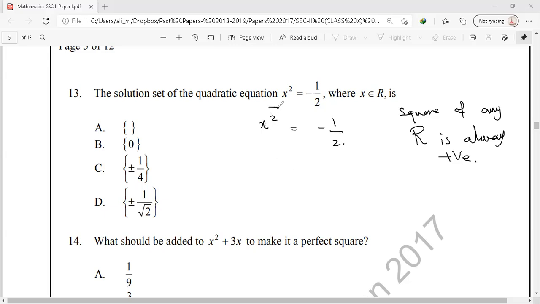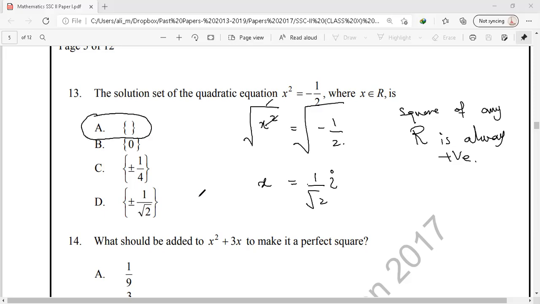So if we take the square root on both sides of the equation, the square and root would be cancelled out. So x would be equal to 1 over root 2, and we will have the iota. So the values of x are imaginary, we have iota in this value of x. This means that there is no real number value of x that satisfies this equation. So the correct option is the empty set, and the reason why this is the empty set I have explained here: the square of any real number is always positive, and in this equation the square is given as negative, so it means that a real number is not possible. The values of x would be imaginary.